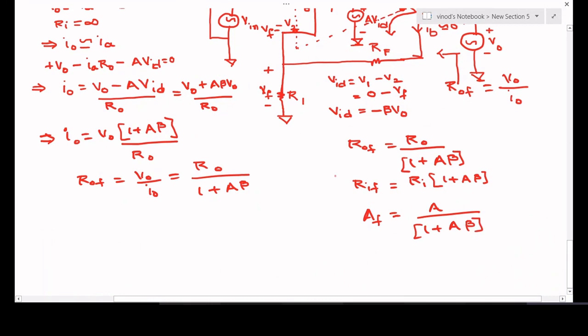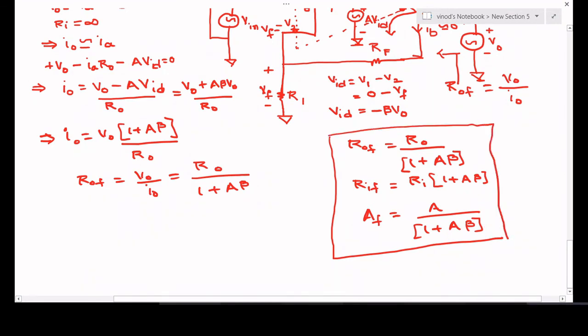So we have derived the output resistance, input resistance, and the voltage gain with feedback, right? So voltage gain is reduced by a factor of 1 plus A beta, whereas output resistance is also reduced by a factor of 1 plus A beta, whereas input resistance is improved by a factor of 1 plus A beta.